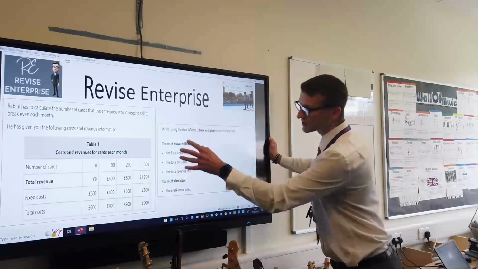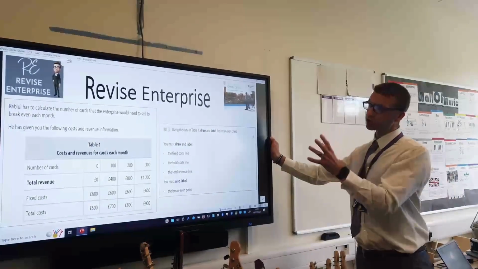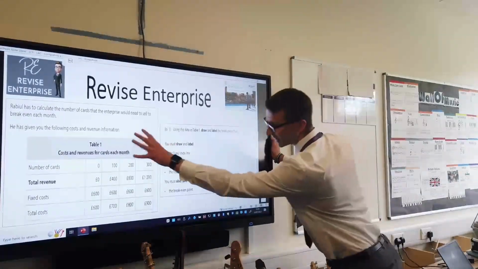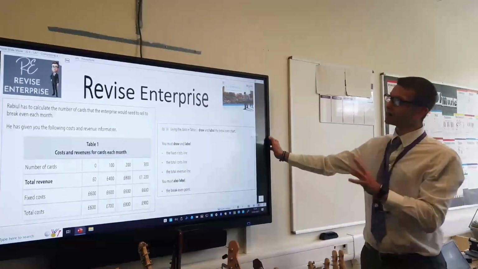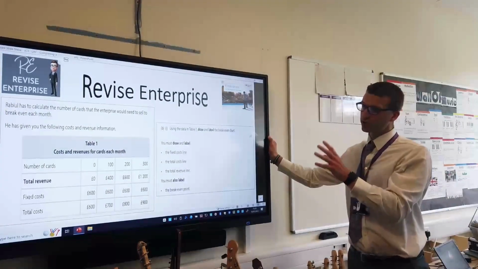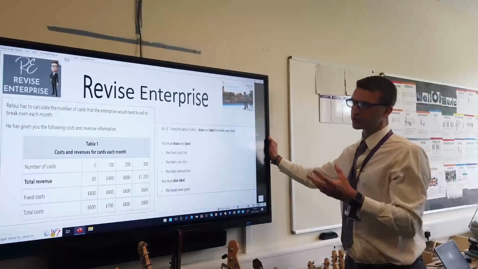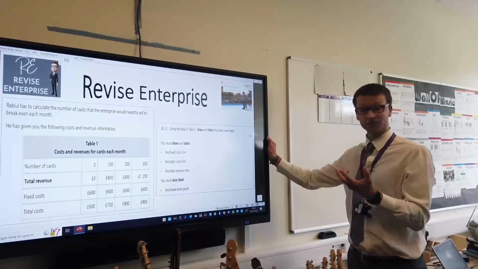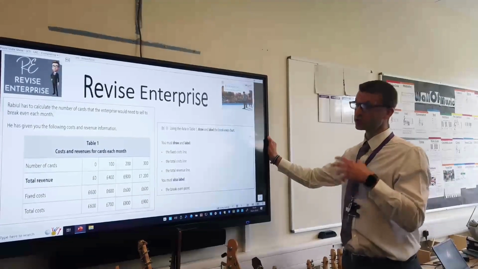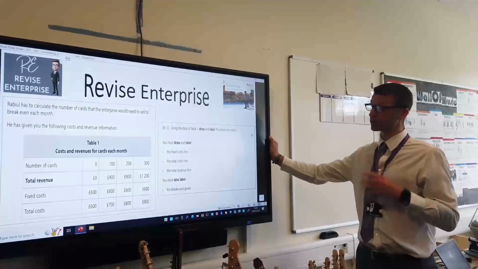You'll be presented with a table that looks like this. It has costs and revenue attached to it in a little table that looks like this. And in the table, you've got number of cards, total revenue figures, fixed costs, and then costs that remain the same, fixed costs, and then the total cost for the enterprise as well.